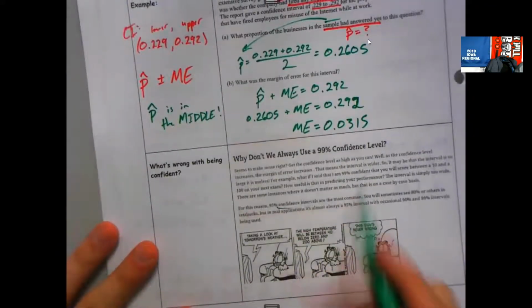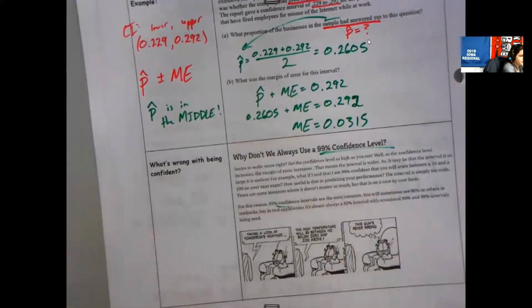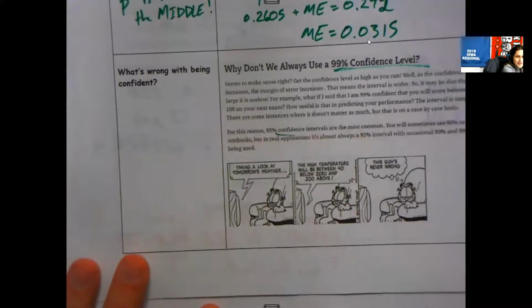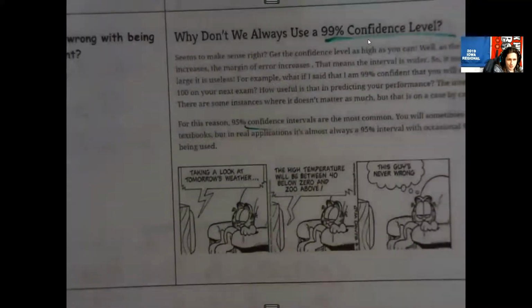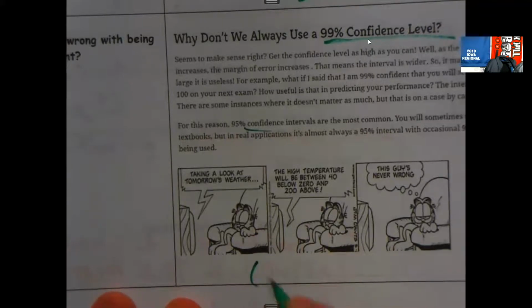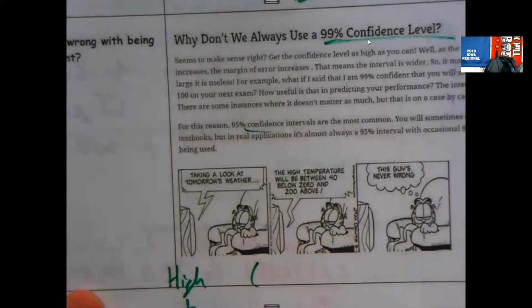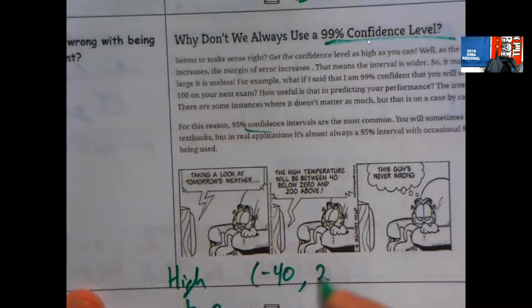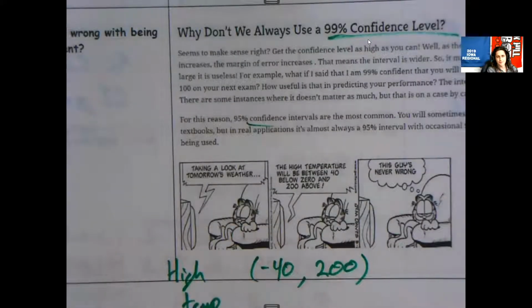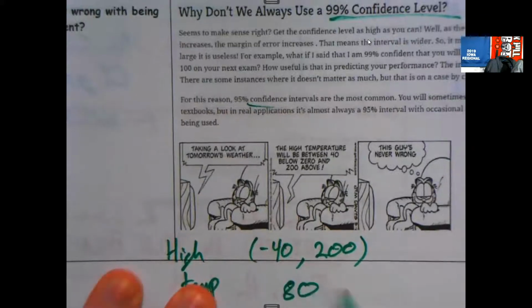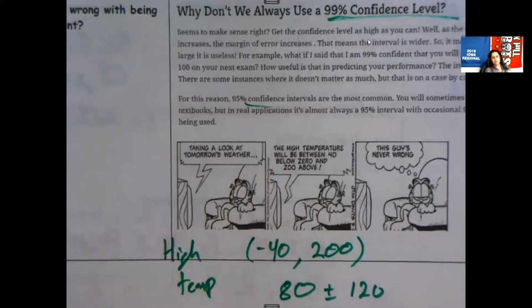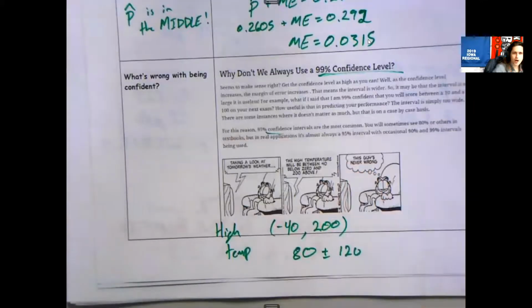What's wrong with being confident? Why don't we always use a 99% confidence level? And I implore you to look at this very informative Garfield graph. It's between negative 40 and positive 200. Okay, so the high temp is between negative 40 and positive 200. Great. Well, that's not helpful for me at all, because that's like 80 plus or minus 120. So we think the high temperature is going to be 80 degrees. But if we go 120 degrees up, 120 degrees down, pretty sure we're going to capture the truth. That's not useful.